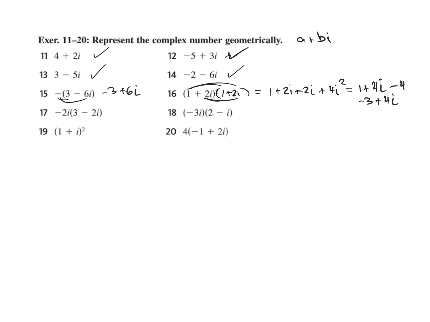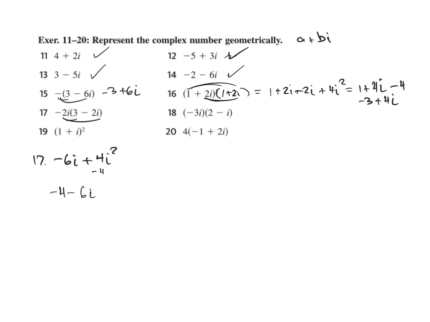All right, number 17, distribute here, we get negative 6i plus 4i squared, and i squared is negative 1, so this would be negative 4 here. So we have negative 4 plus 6, minus 6i.